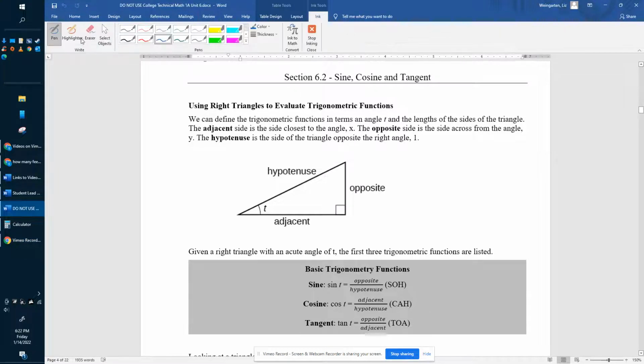Now let's review the three trigonometry functions that we will be using in this course. To start off, I want to review our basic right triangle. Let's consider angle T.